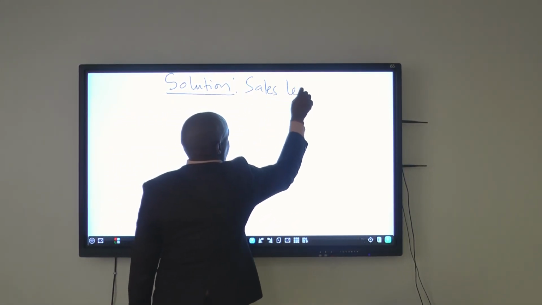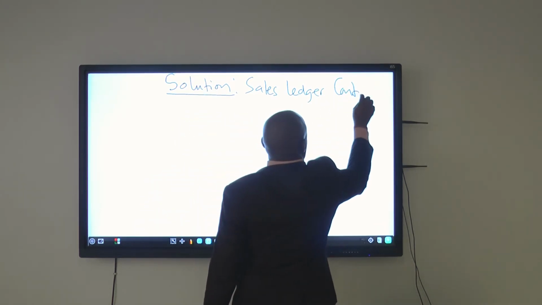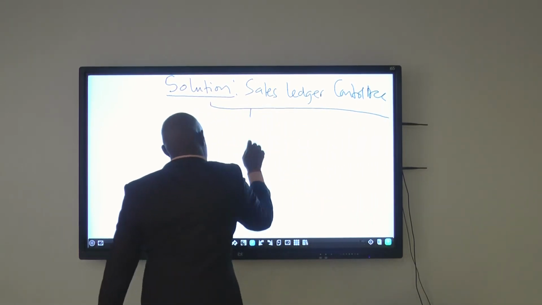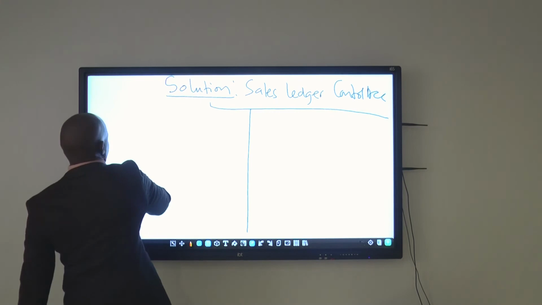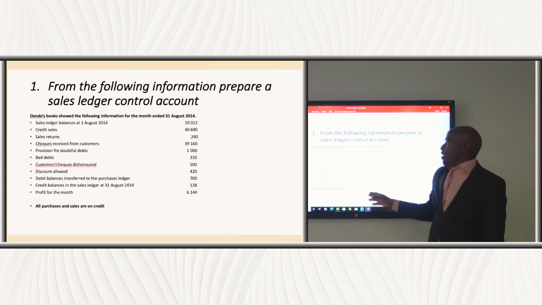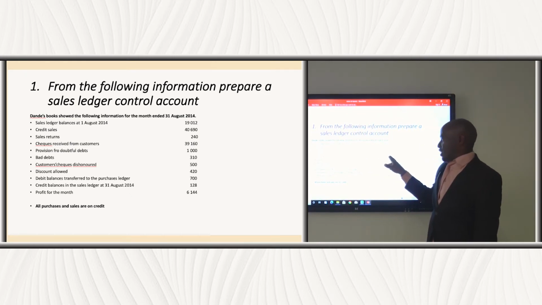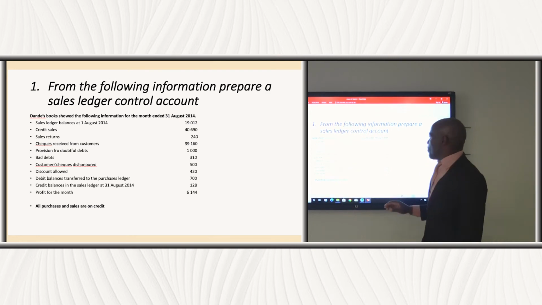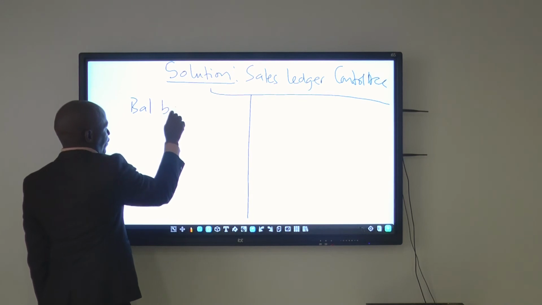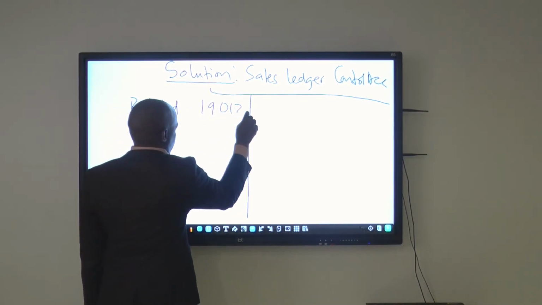The sales ledger control account. Right. We shall be referring to the question as and when necessary. Sales ledger balance is at 1 August 2014. Now this is our balance BD. Balance BD 19,012.